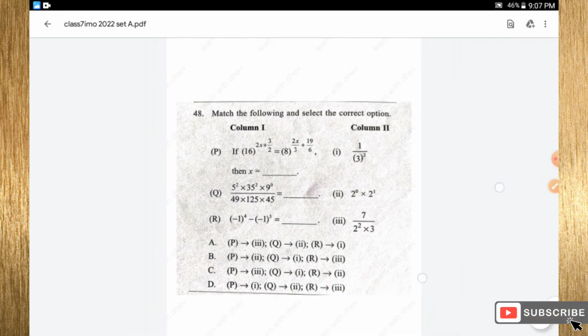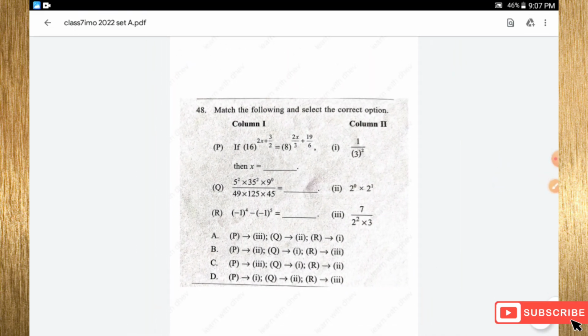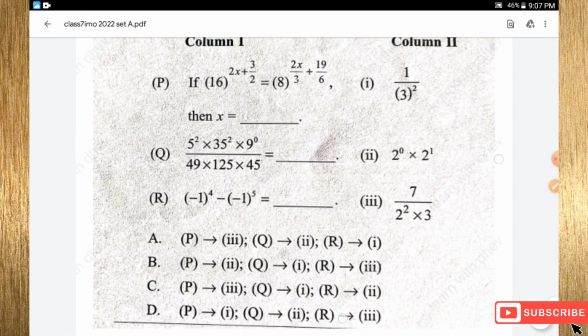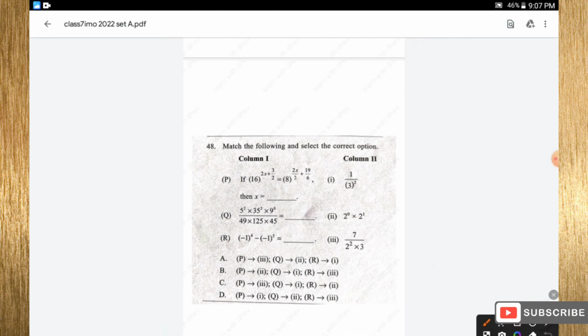What is Q here? We'll find out. What is Q? 5 square into 35 square into 9 to the power 0.